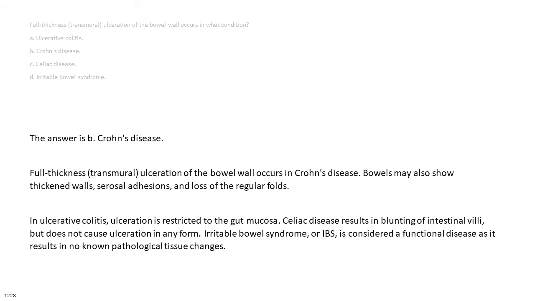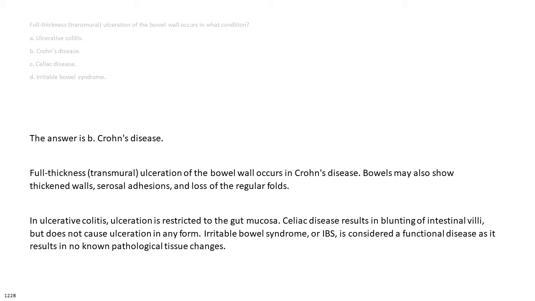The answer is B. Crohn's disease. Full thickness, transmural, ulceration of the bowel wall occurs in Crohn's disease. Bowels may also show thickened walls, serosal adhesions, and loss of the regular folds.